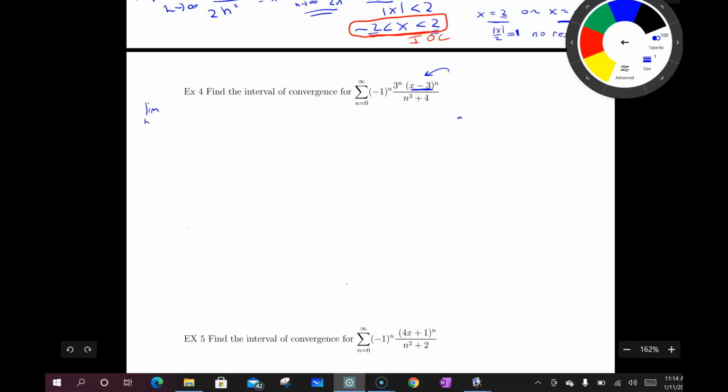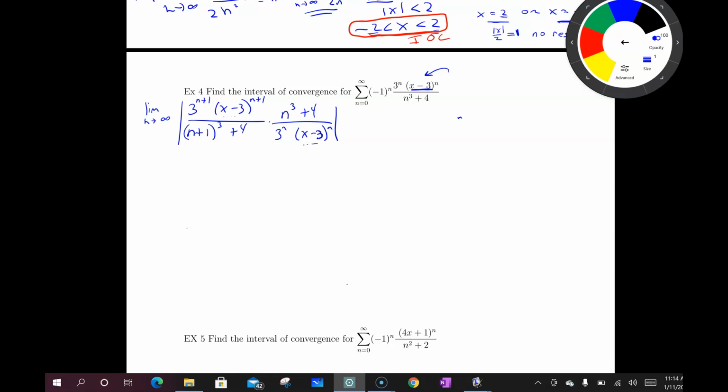So I've got the ratio test, limit as n goes to infinity, of absolute value of 3 to the n plus 1, x minus 3 to the n plus 1, over n plus 1 cubed plus 4, times the reciprocal, n cubed plus 4 over 3 to the n, x minus 3 to the n. Okay, keeping the absolute values because I need them around these x minus 3's especially, right? Because the x's I don't know if they're positive or negative. The n's I know are positive.